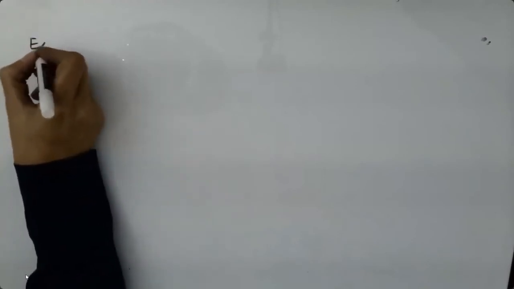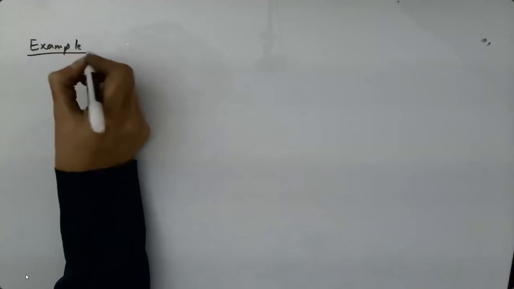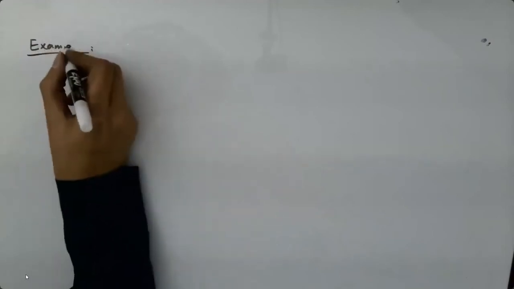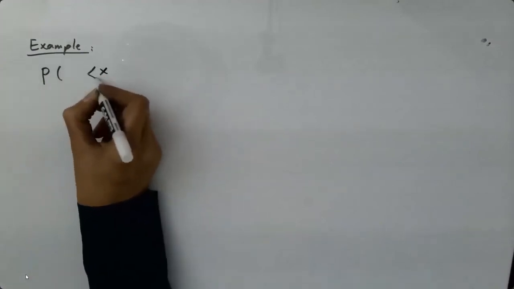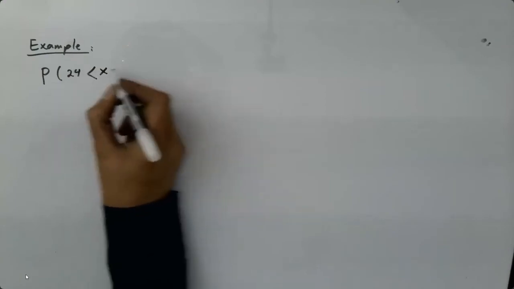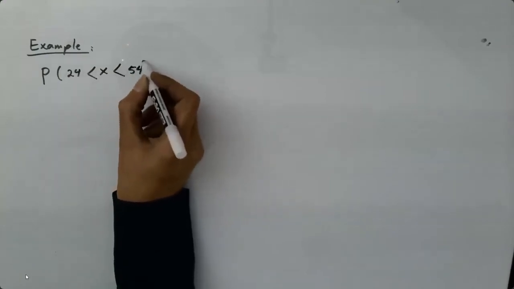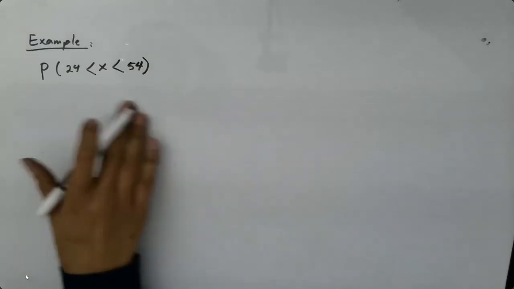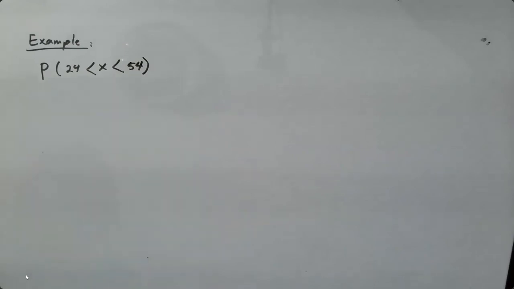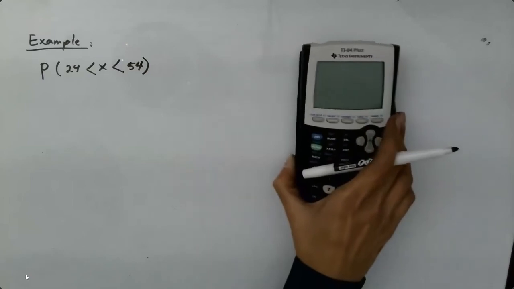So this is our example. Our example says, I have the following case. We want to know what is the probability that our X is bounded between 24 minutes to 54 minutes. Since it doesn't mention anything about standardizing, leave your X as it is and use your calculator using normal CDF for X.